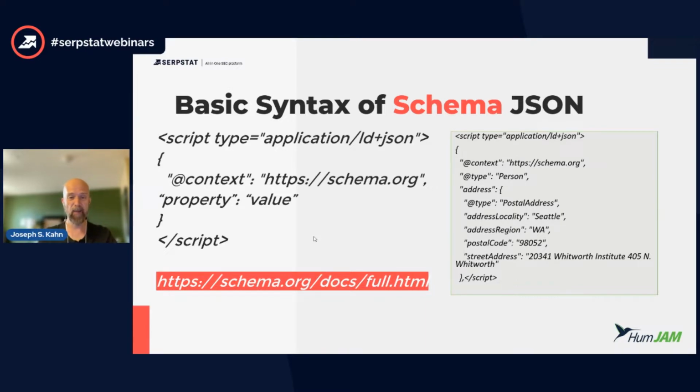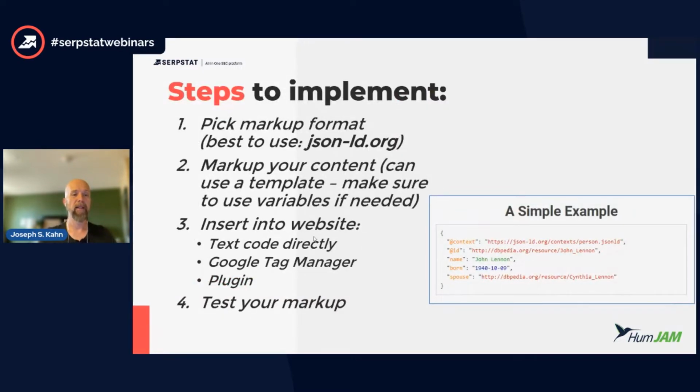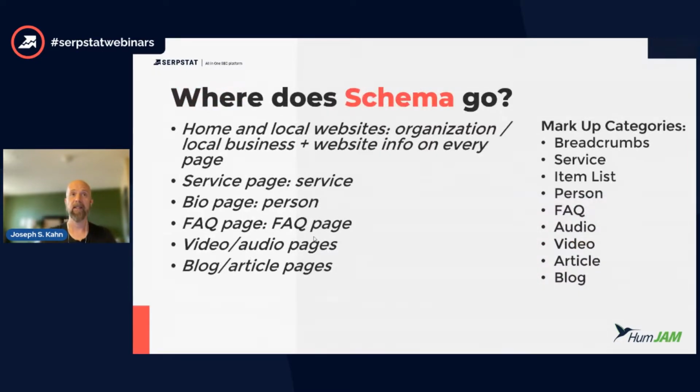Like you can see in this example, postal address, Seattle, Washington. If you already have the templates, you can just fill in the blank, super easy. Steps to implement: basically you pick the format, and generally this is what we use. You mark up the content, so you dive down to figure out what you're doing, and then you insert that into your web page. And I'm going to show you an easy way to do that. And then you test it. So you saw the test, but that's the steps. You pick the markup, you mark up your content, use a template, insert it into the web page, and then you test it. And if it tests out and it's good, then Google's going to find it.